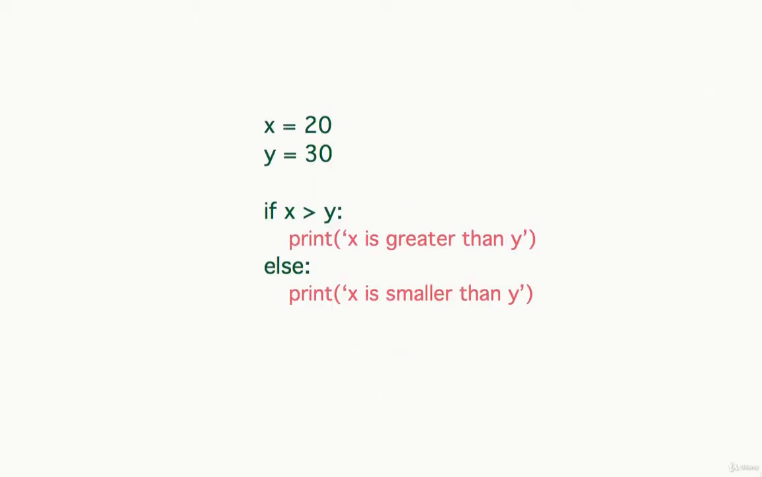Suppose we have two variables, x and y. X is assigned value 20 and y is assigned value 30. Now we want to check whether x is greater or smaller than y. So we use if else here. In the if clause, we have applied a condition that checks whether x is greater than y. If it is true, print x is greater than y. And if the condition is false, execute the else clause and print x is smaller than y.